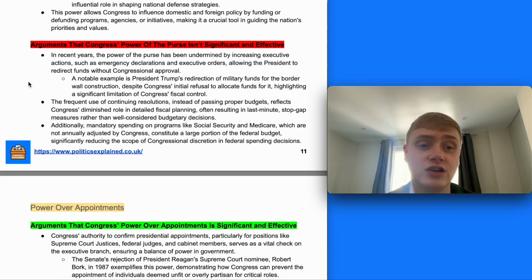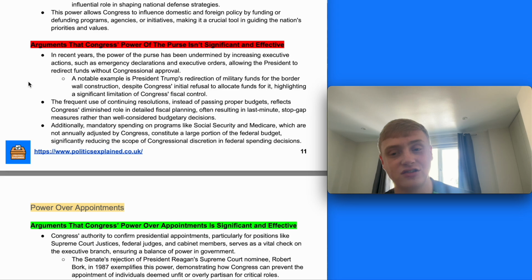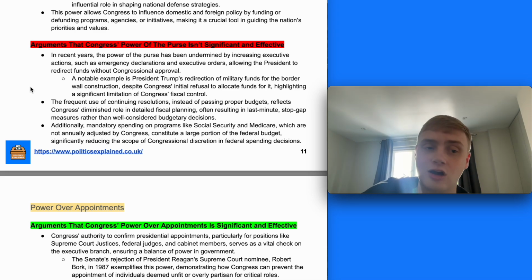The frequent use of continuing resolutions instead of passing proper budgets reflects Congress' diminished role in detailed fiscal planning, often resulting in last-minute stopgap measures rather than well-considered budgetary decisions. And you see this with the budgets that are often going right down to the wire, or there being government shutdowns. And additionally, mandatory spending on programs like Social Security and Medicare, which are not annually adjusted by Congress, constitute a large proportion of the federal budget, significantly reducing the scope of congressional discretion in federal spending decisions. So a lot of where spending has gone is already determined each year.